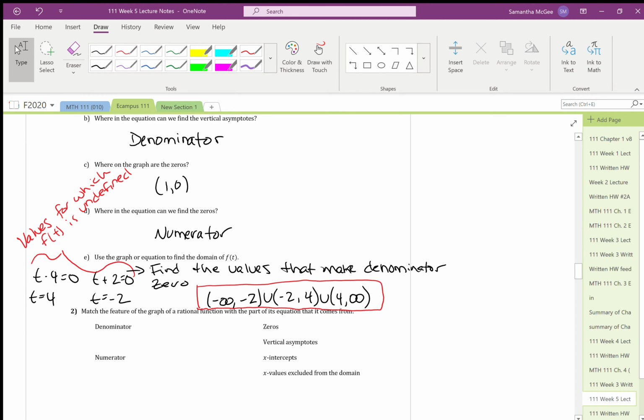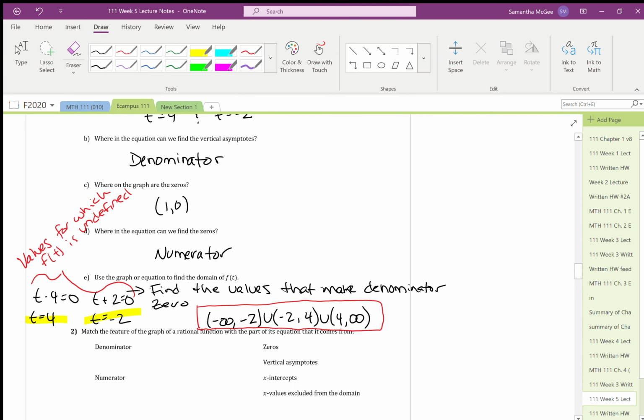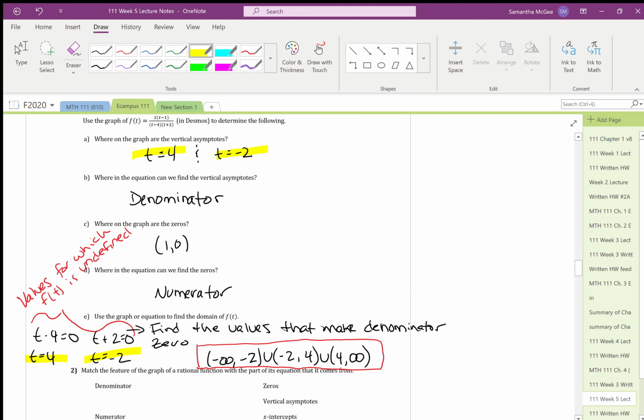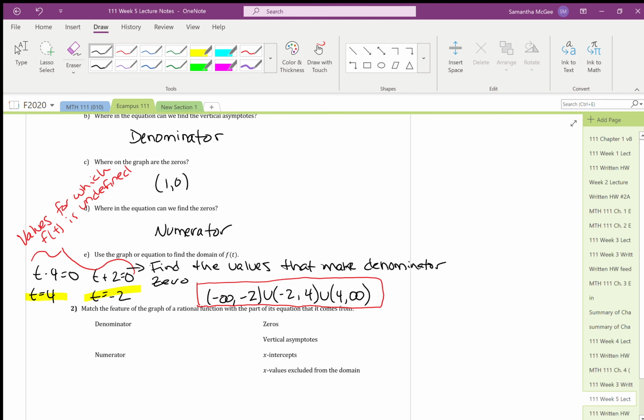To summarize, if we wanted to find the vertical asymptotes, those are also the values that are excluded from the domain, right? These were the same values as our vertical asymptotes. To find those, we look in the denominator. And if we wanted to find the zeros, also called x-intercepts, we look in the numerator.